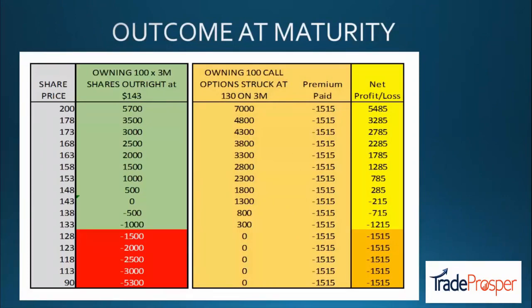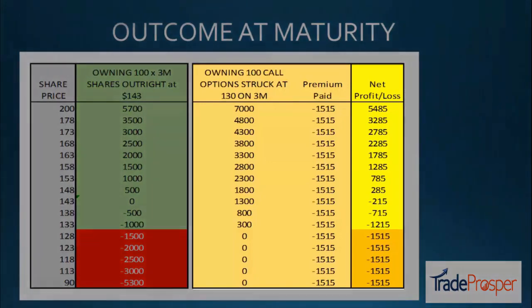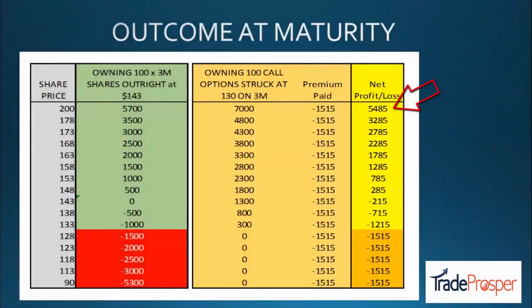Let's look at owning 100 shares via a call option on 3M. You can see now here you just have to look at the yellow column on the right-hand side. When the share price goes up to $200, the net profit on the strategy, and this is after taking into account the premium that we've spent, will be $5,400. So you can see the difference here is marginal. In owning the outright shares, you would make $5,700, and owning the call on the shares, you make $5,400.